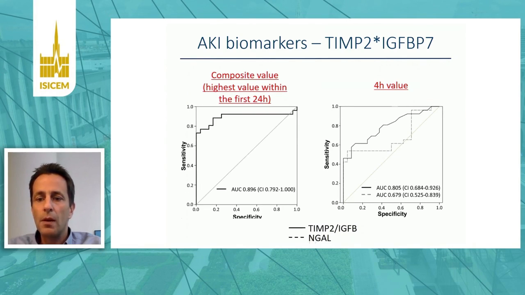And here the area under the curve for TIMP2 and IGFBP7 is still quite good. It's 0.805, and this was significantly better compared to the area under the curve of NGAL, which was only 0.679.